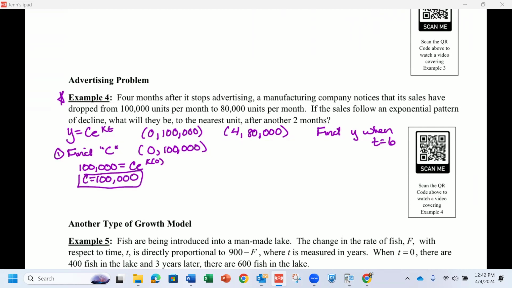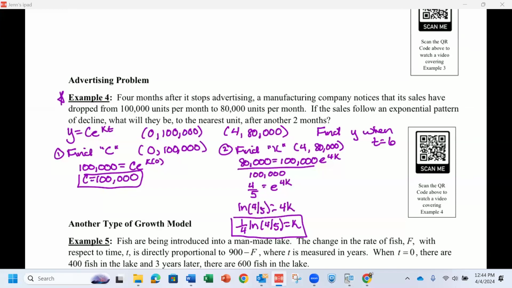So did everybody come up with 100,000 for C? Okay. So now my second step, remember, is I'm going to find K. Remember, this is where I'm going to use that other ordered pair, the (4, 80,000). So everybody go ahead and find K for me.